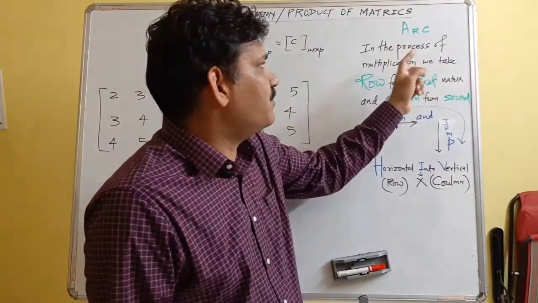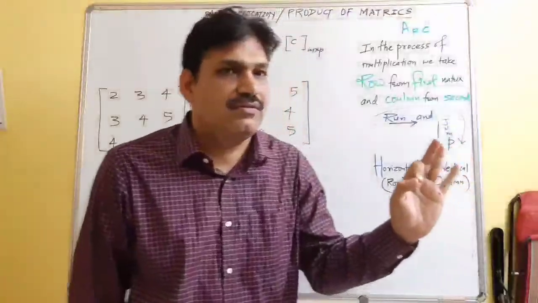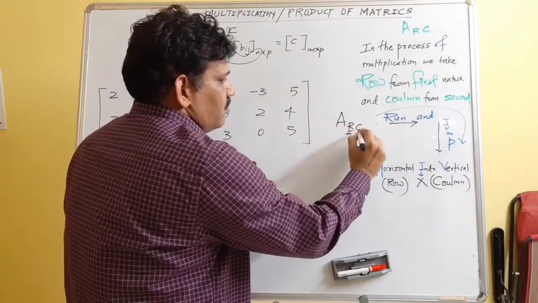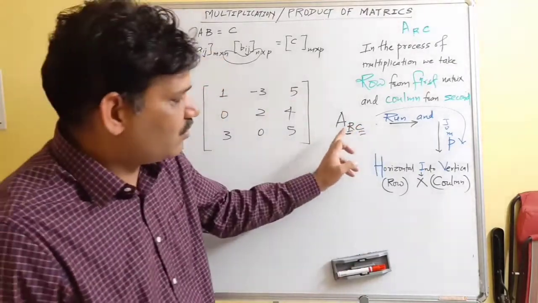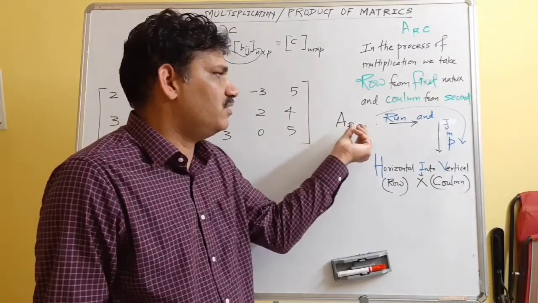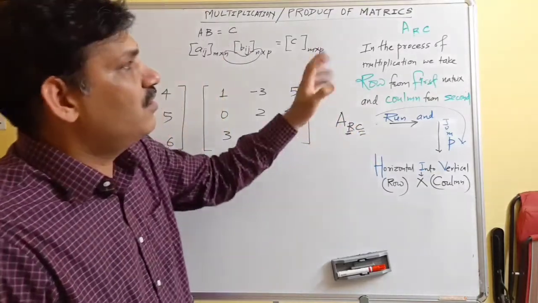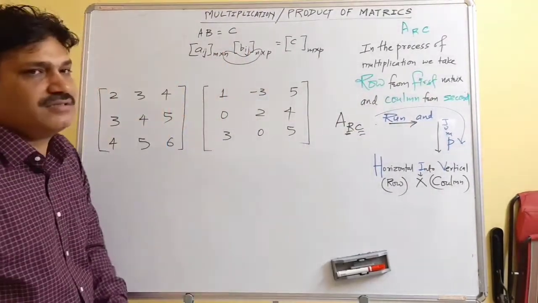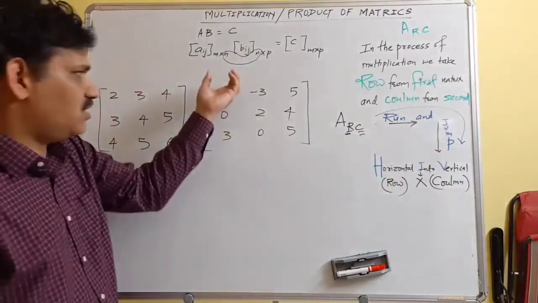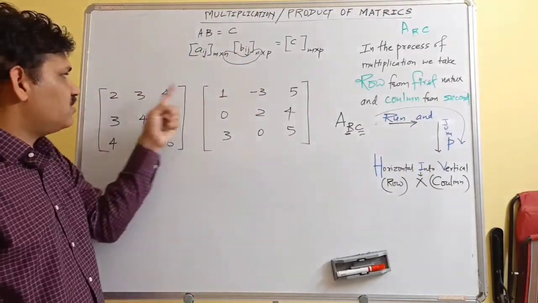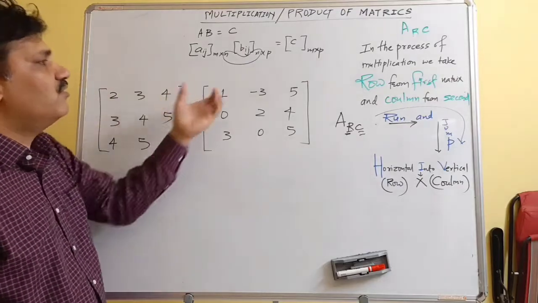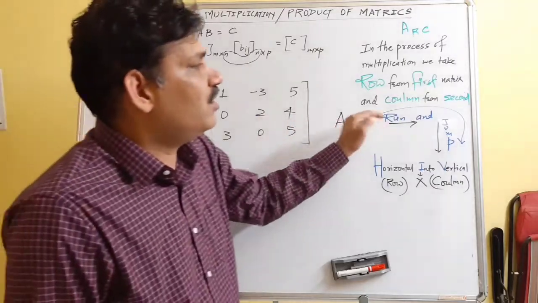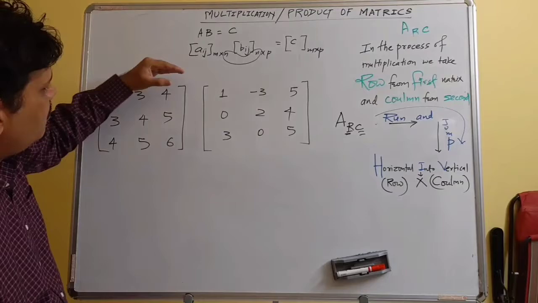Let's have a recap. See, in the process of multiplication, row comes before column. A, R, C. Row comes before column. When we write the order, first we write row, then we write column. In the same way, row comes from the first matrix. We take row from the first matrix and column from the second matrix. We multiply the corresponding elements of the row to column and sum them. Simply run and jump.